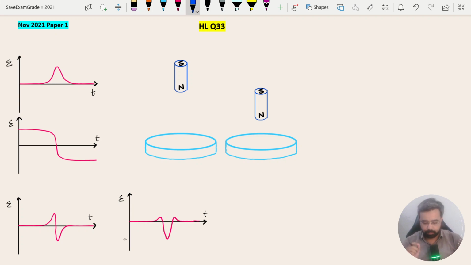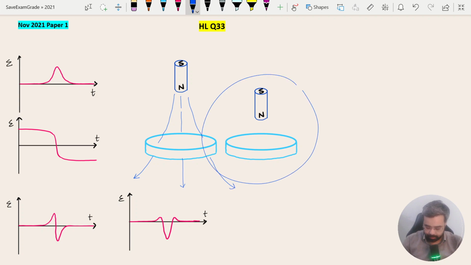If a small magnet is dropped towards the conducting loop, what will happen? As it is away from the conducting loop, fewer lines are passing through it. But when it is coming close, as you see in the second diagram, more lines will cross this conducting loop, so flux will increase, and you have to identify which one of these is the correct EMF versus time graph.